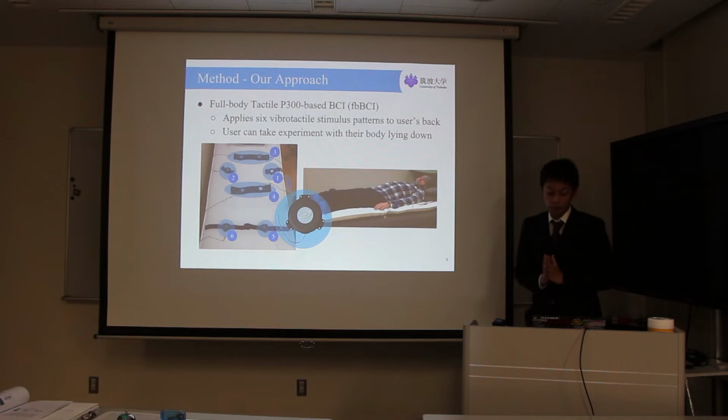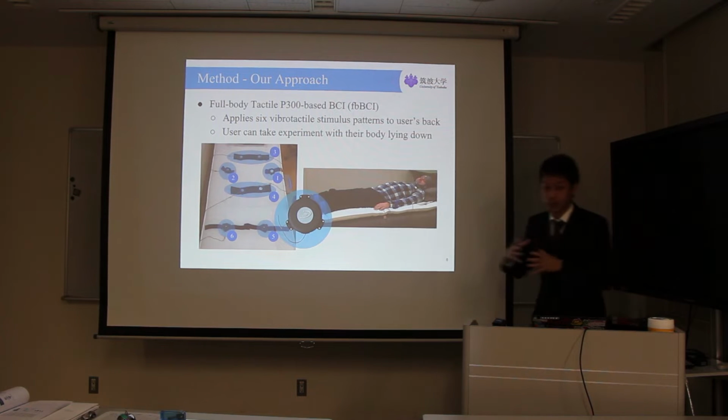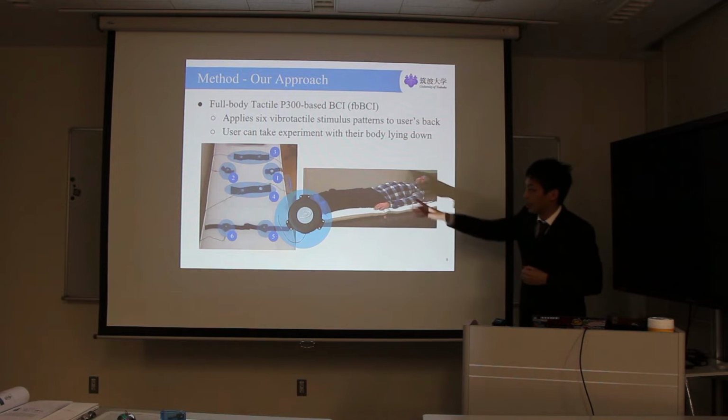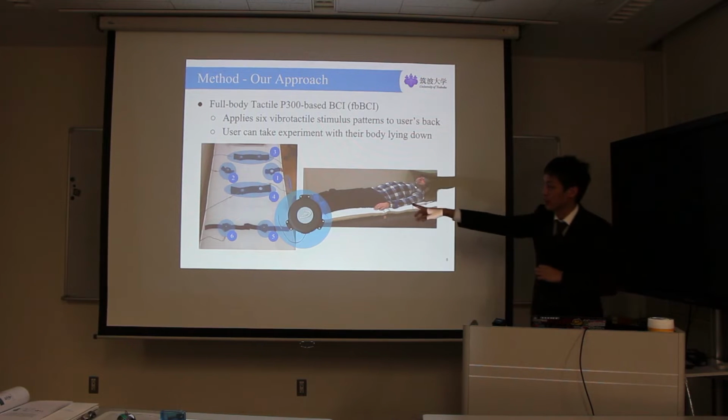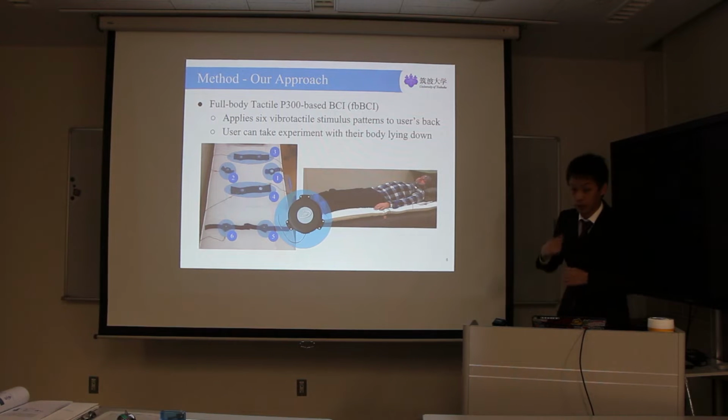So this is our approach: the full body tactile P300-based BCI, which we call FBBCI. We apply 6 vibrotactile stimulus patterns to the users' whole back and limbs. We placed big exciters on a Japanese style mattress to create the 6 vibrotactile stimulus patterns. Pattern number 1 is for the left hand, and pattern number 2 is the right hand. Patterns 3 and 4 are the shoulders and waist respectively, and 5 and 6 are both legs.